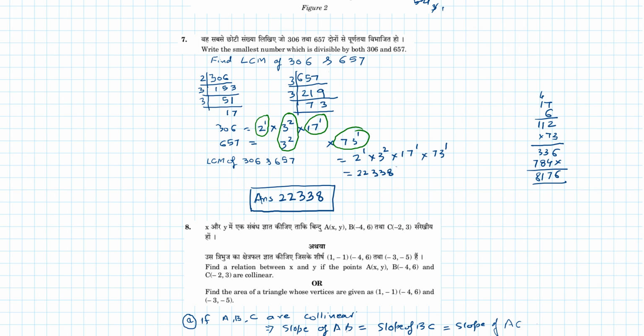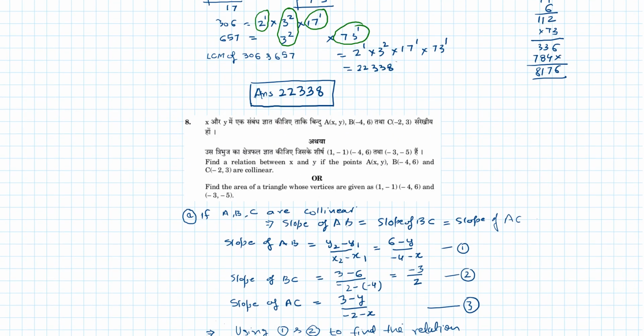So what we get the answer is 22338. Okay, so that is the answer. This is the smallest number which is divisible by 306 and 657. Let us come to the question number 8.